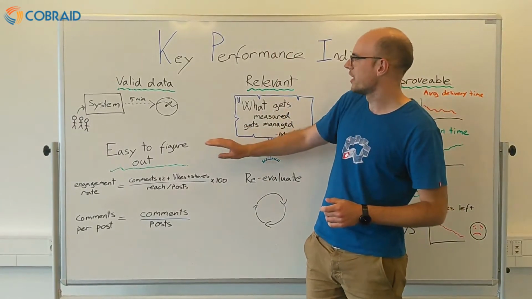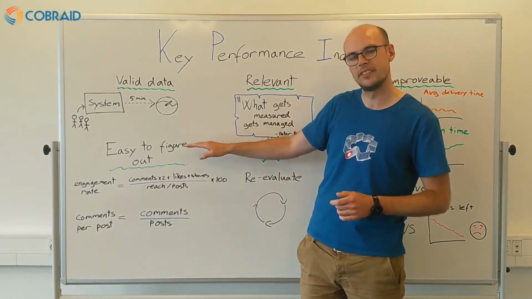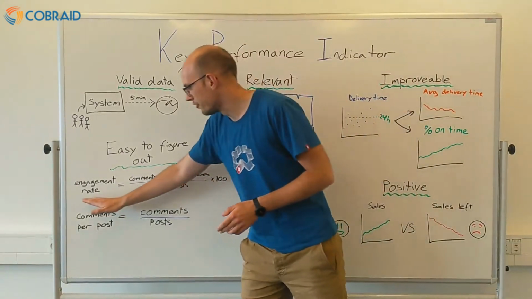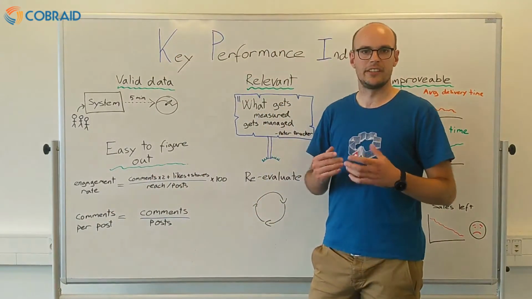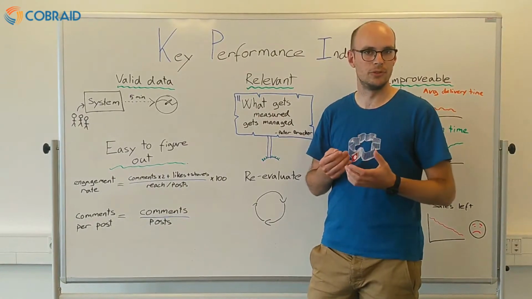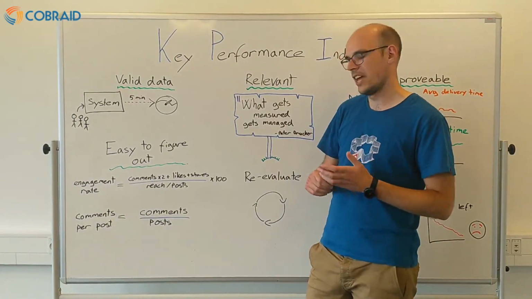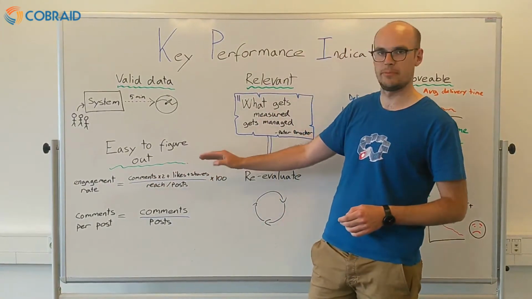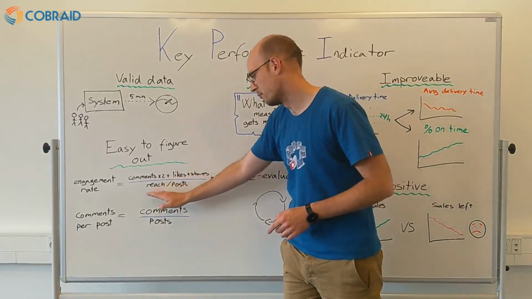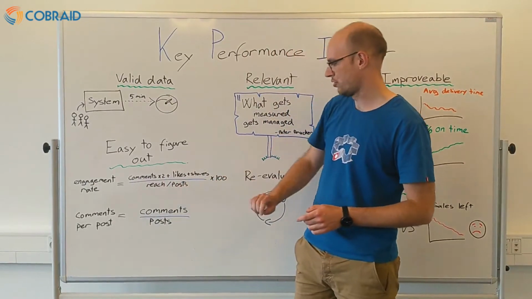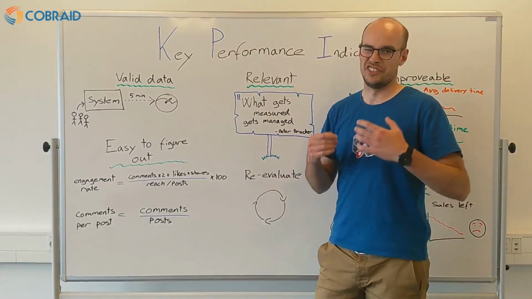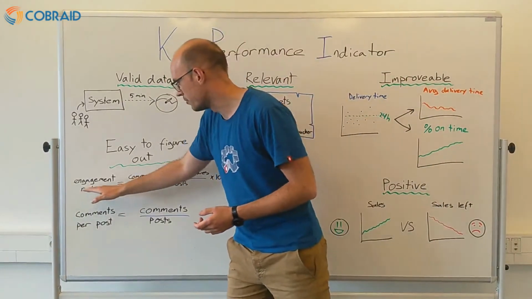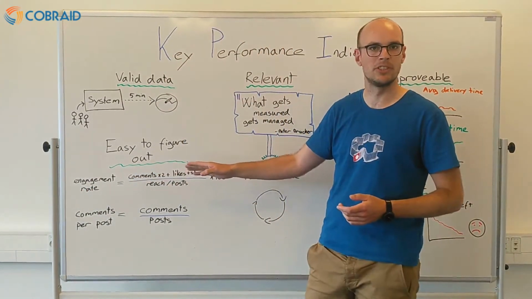Now, you also need your key performance indicator to be easy to figure. So let's have an example. If you look at something called engagement rate, then that is a KPI very often used with social media. And one way to measure that is to say comments times 2 plus likes plus shares divided by reach per post times 100. So that's very complex, it's very complicated, and just from looking at the name you cannot really tell what this is all about.